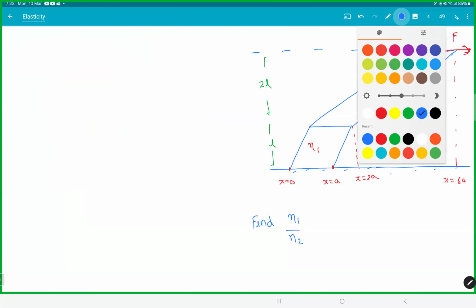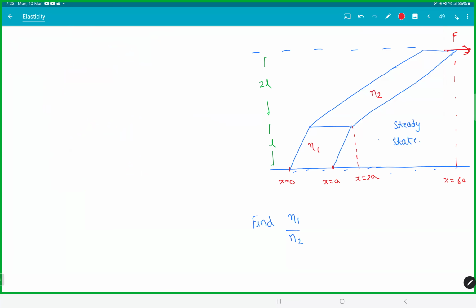So the thing is, since it is in equilibrium, if that is F, this will be F here. This also will be F here. Getting it? So the same force will be acting on the cross section also.